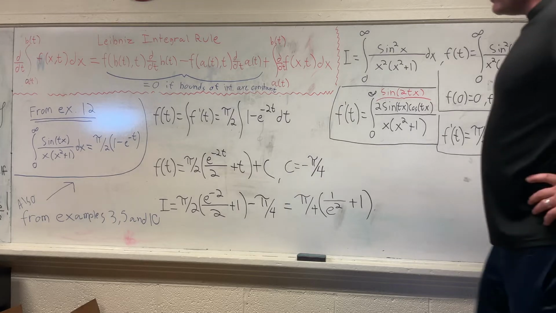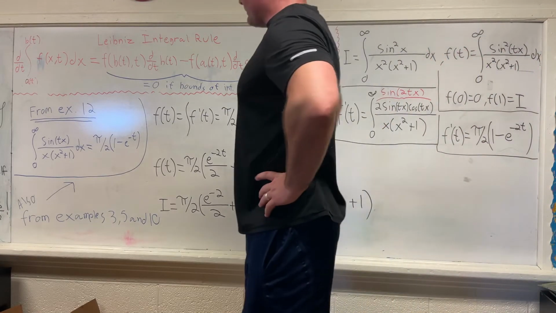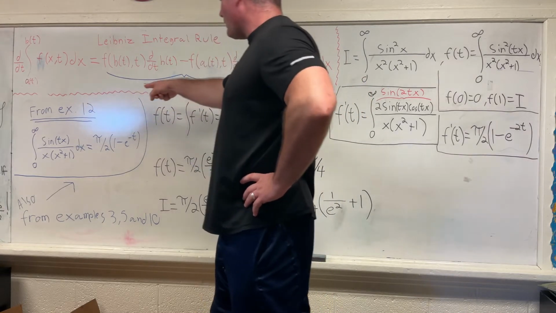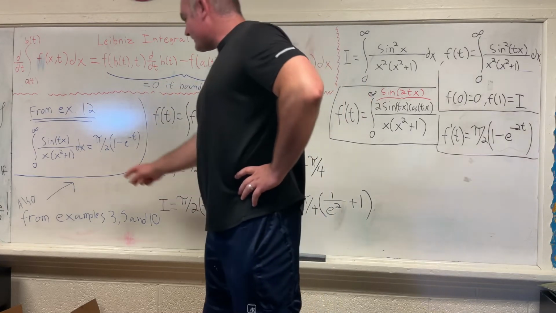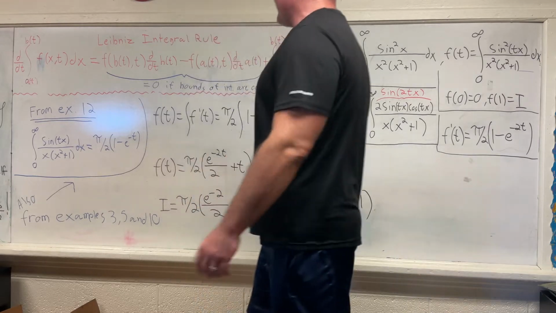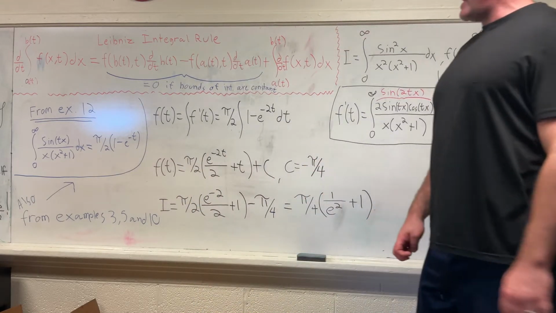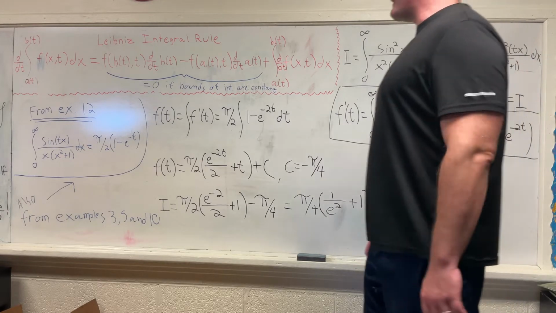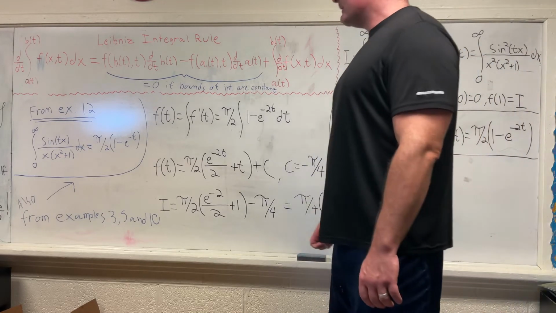We are going to be using a fact we discovered from a previous video. That video is from example 12. And in that, we discovered that the integral from 0 to infinity of sine tx over x times x squared plus 1 dx is equal to pi over 2 times 1 minus e to the negative t.